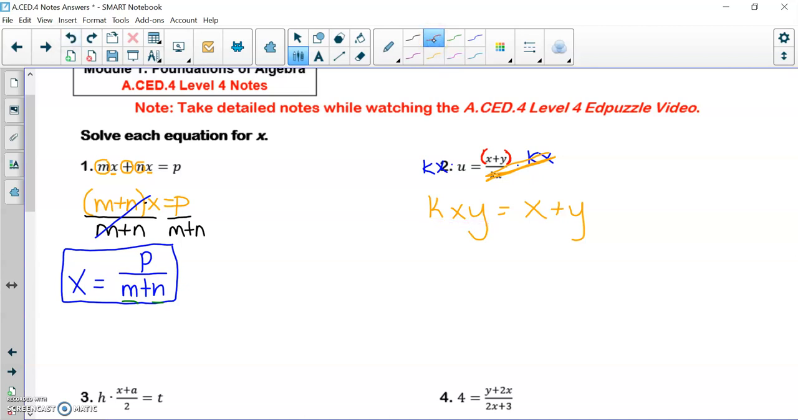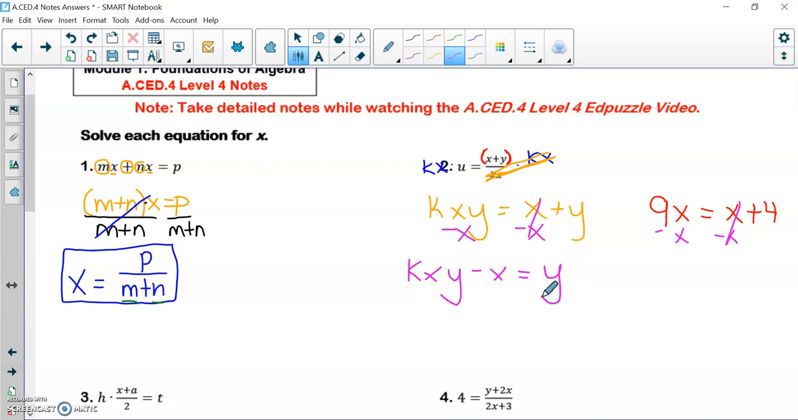This is very similar to if I had something like 9x is equal to x plus 4. What I would do is I would need to get the x on one side of my equation by subtracting this x over. So same thing here, I'm going to subtract this x over. When I subtract that x over, I have kxy minus x is equal to y. And I'm going to rewrite the kxy a little bit differently. I'm actually going to write it as kyx. There's a reason for that. I'll tell you why in a moment.